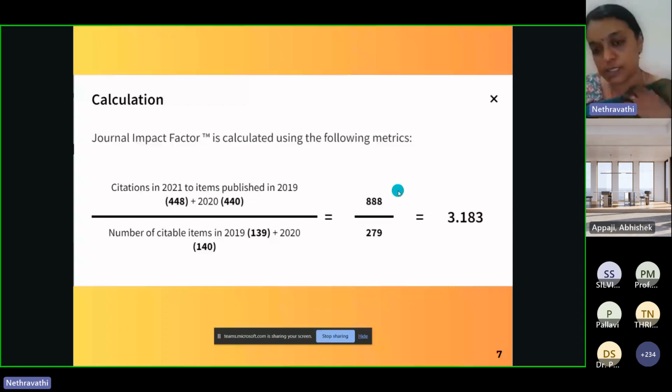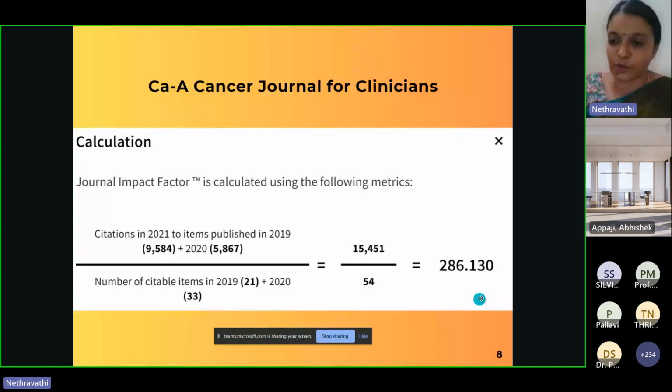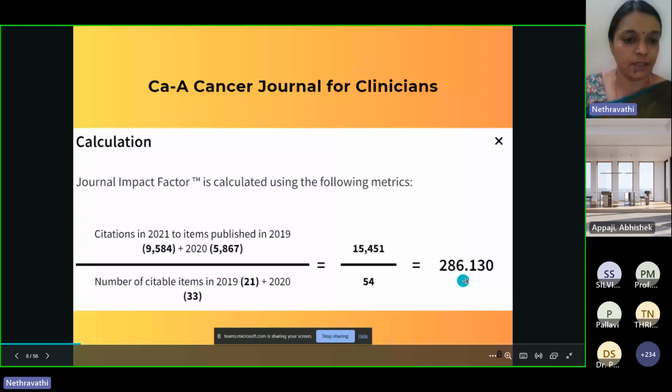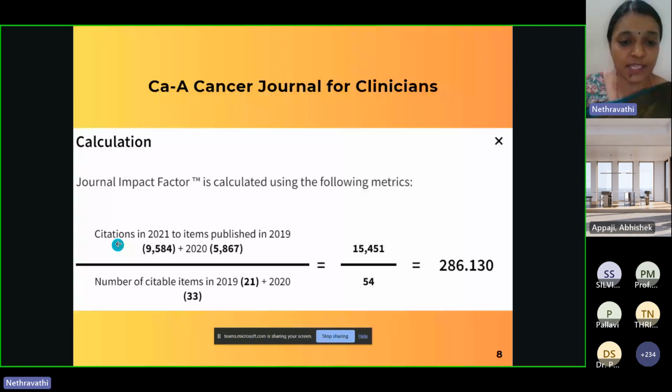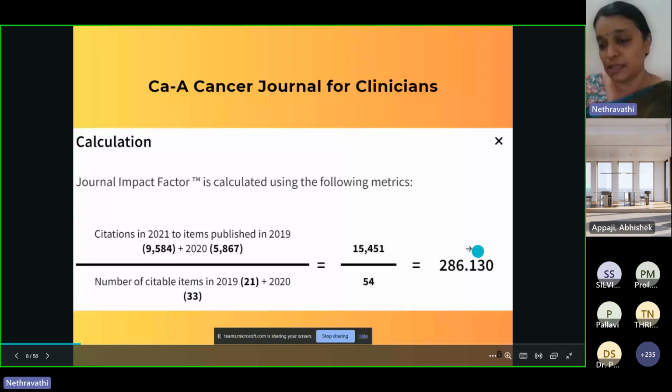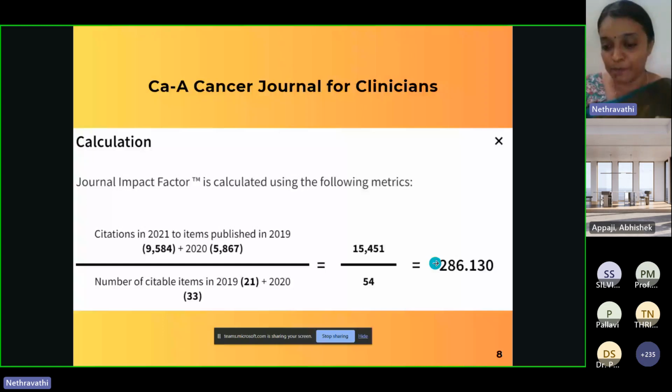Let us go ahead and see another example. This was a question asked in the poll: what is the highest impact factor, which you had to guess. This was calculated for a journal called CA: A Cancer Journal for Clinicians. This had the highest impact factor in that list. What is that list? We are calculating the journal impact factor now, and that list is the Web of Science journals list. Remember that.